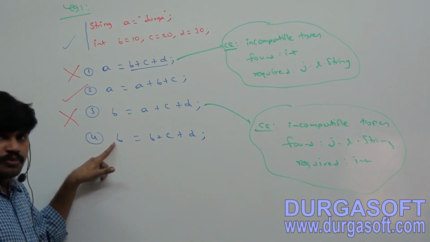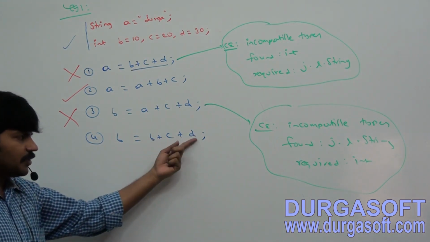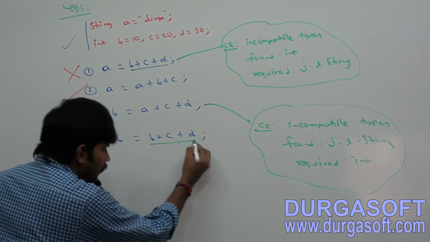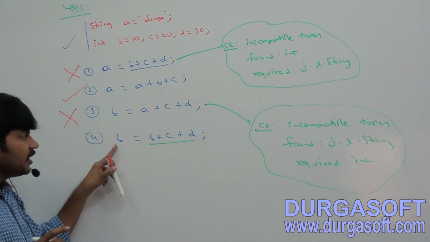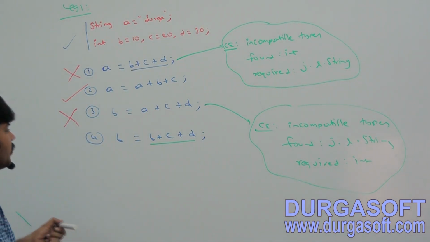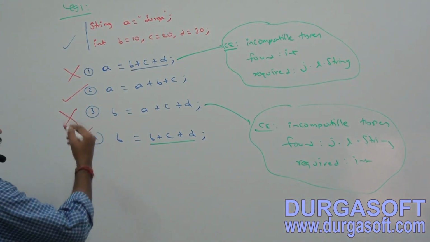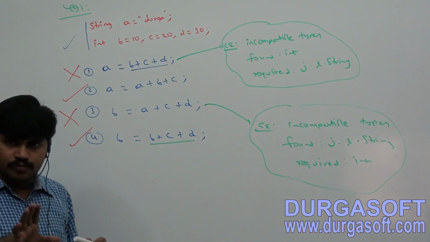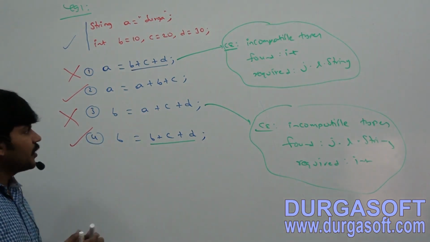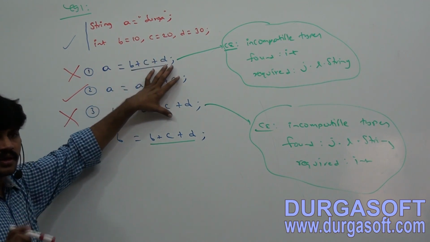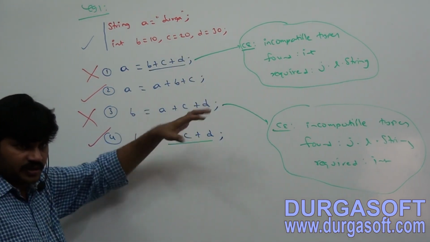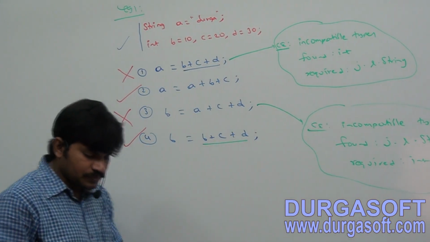Can you tell, B is equal to B plus C plus D? B plus C plus D is what type? Int type. B is what type? Int type. That's why there is no problem at all. Perfectly it is valid. I hope you are aware clearly, right? So make sure you have clear clarity about this terminology, right? Okay, this is example 1.